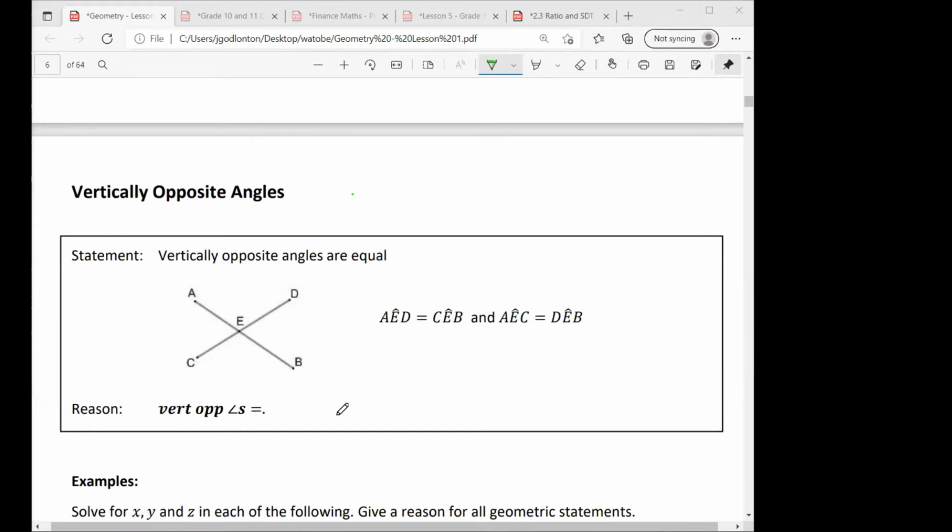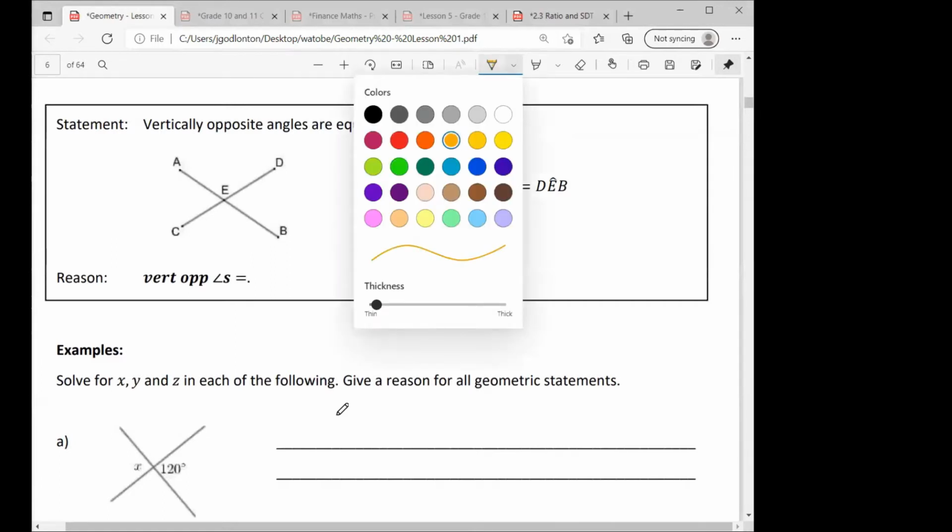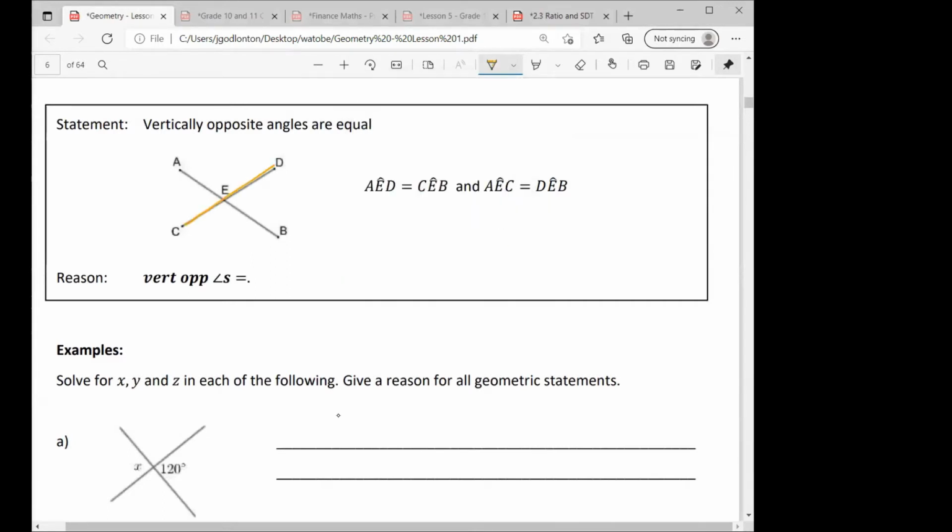Let's get going. The whole rule with vertically opposite angles, the most important thing is that they have to be straight lines. If they're not straight lines, then we can't use this rule. I like to call it the bow tie rule, because it kind of makes a bow tie. When we have vertically opposite angles, this one and this one are equal, and that one and that one are equal. That is our whole rule with vert-op angles being equal.